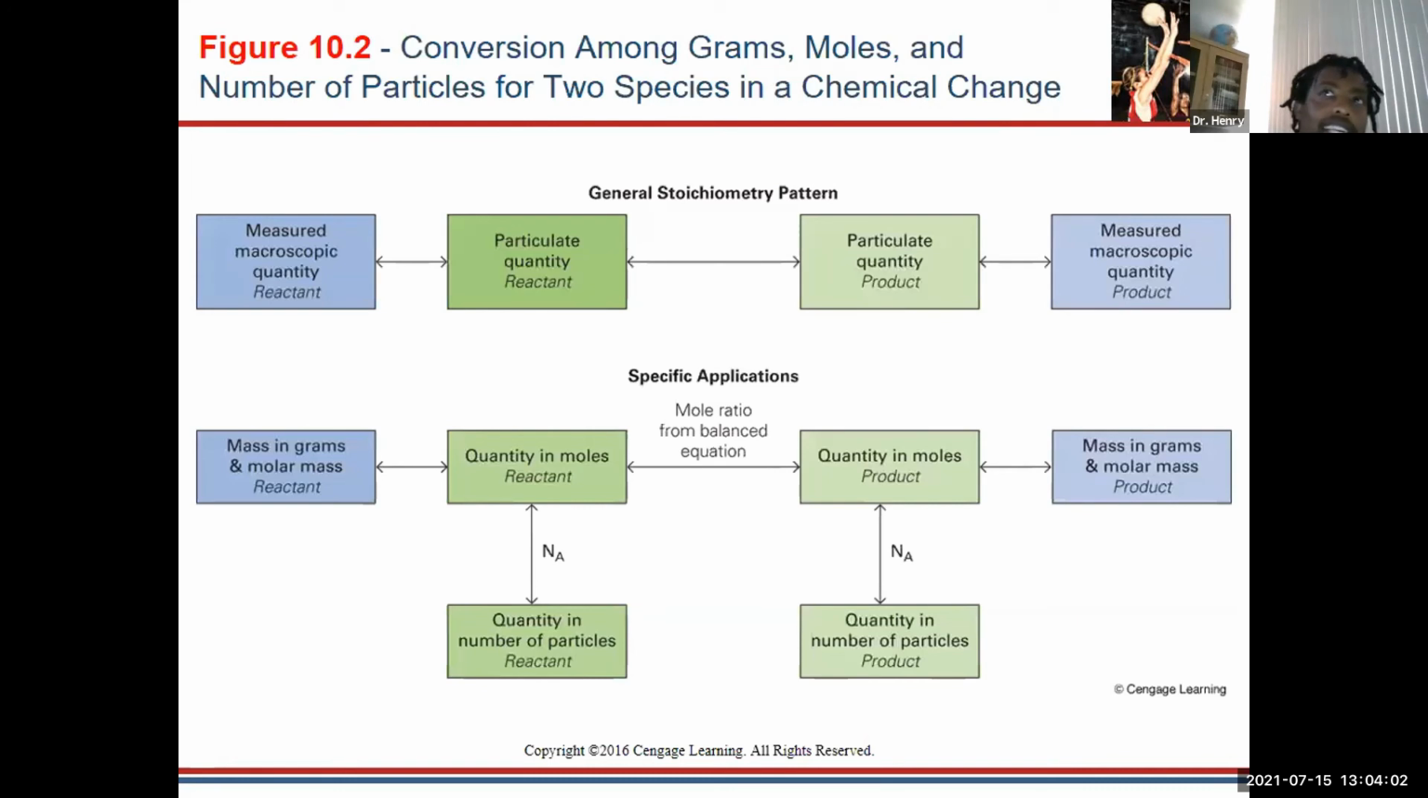Okay, so this is just like a quick schematic of everything. It gives an idea of what we can do with these conversions, and also what we're going to need to do it. So if we're given our reactants and mass, we're going to use molar mass to determine the number of moles.